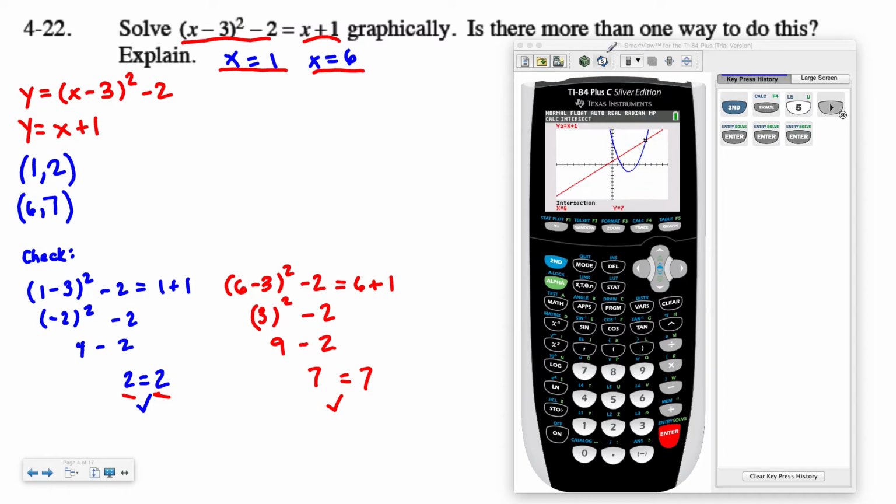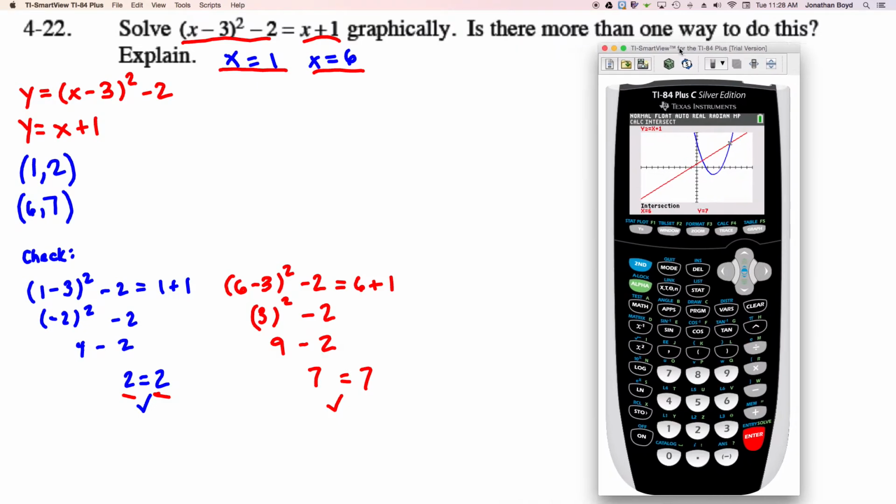Now they ask us, is there more than one way to do this, and to explain? Okay. Well, I've just showed you one method that you should have practiced in class, by taking the equation and breaking it into two functions. There is another method for doing this using the calculator. There's actually several, but I'm going to focus on the graphing part of it. So let's go ahead here. Let's just shrink that a little bit there.